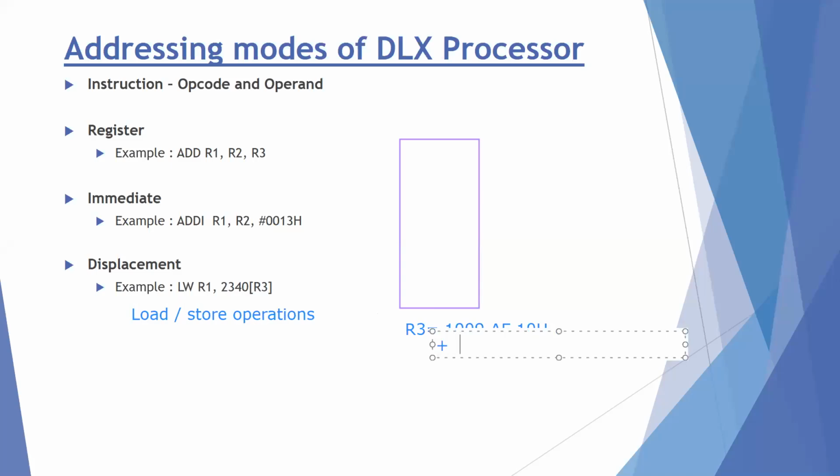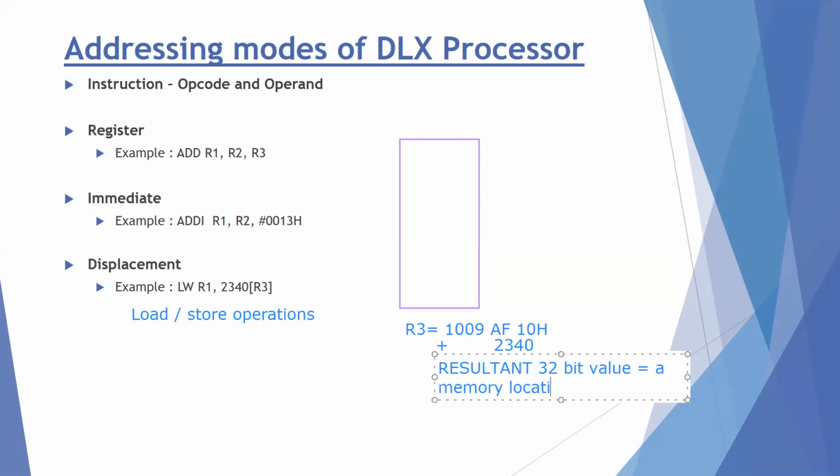So I am just writing it down. So this becomes 2340, and whatever resultant you get, whatever is the resultant, the 32-bit value, this is now treated as a memory location. I hope it's clear now.